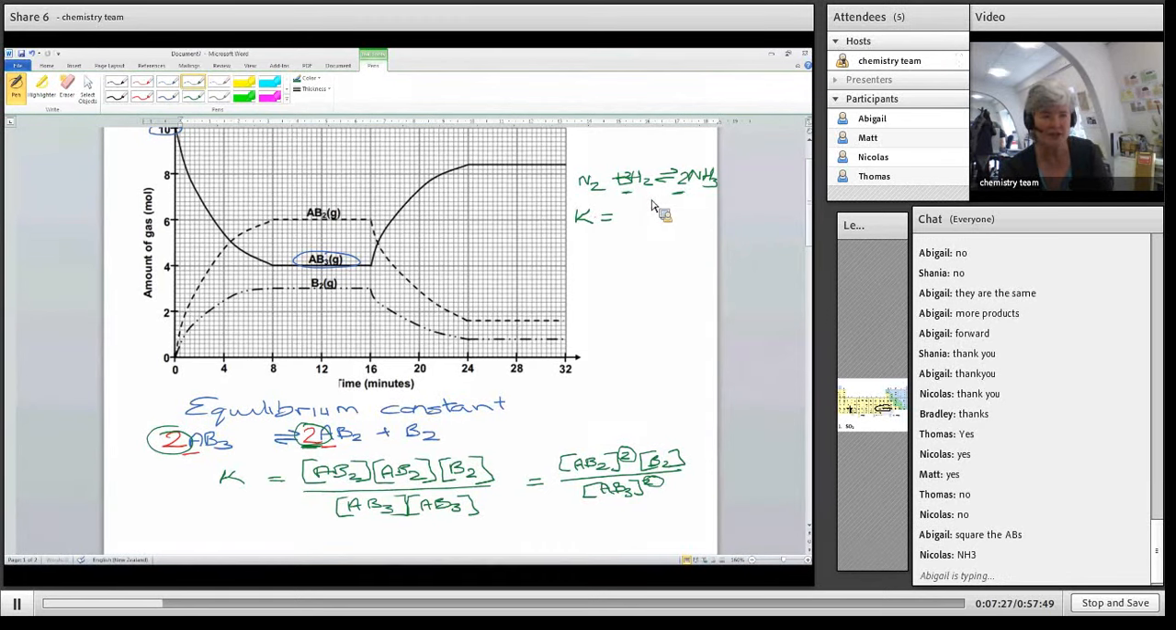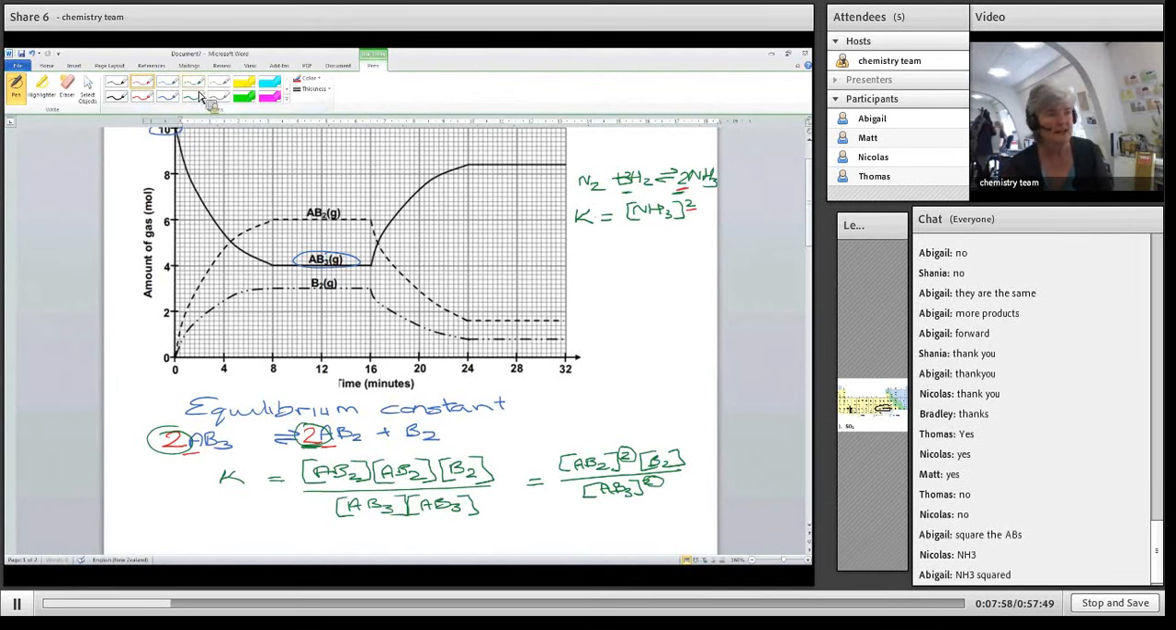Anybody want to have a guess for that reaction? NH3. Well done, Nicholas. So it's NH3, because that is the product, and the square brackets mean the concentration of. Now, do I have to raise that? I have to square it, correct. Because I have that 2 in front of the NH3, I have to raise my concentration by squaring it. So I'll raise it to the power of 2.